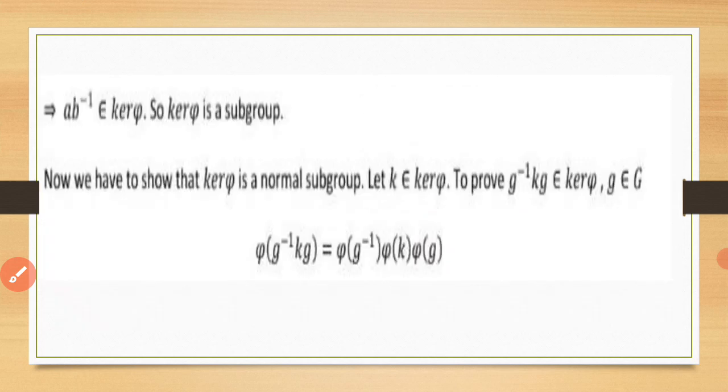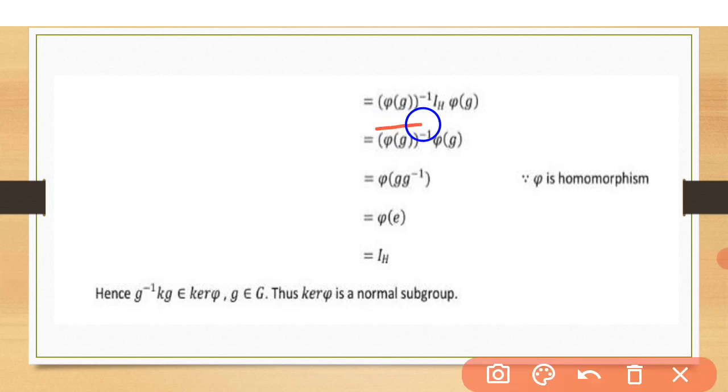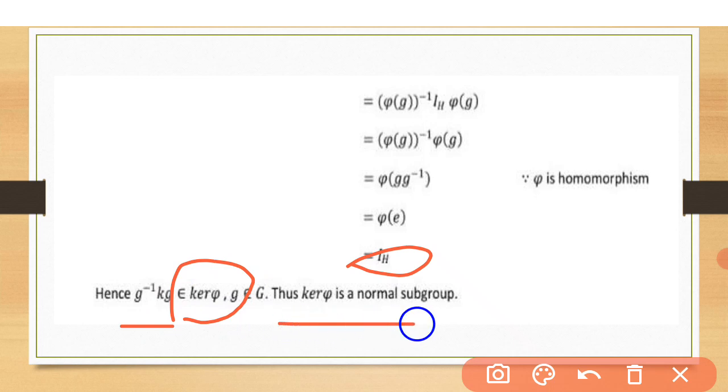So phi of G inverse and phi of K become the identity element, and phi of G, because it is a homomorphism, we can write it like this: phi of G into G inverse, and G into G inverse becomes also identity because G inverse is the inverse of G. So when two elements that are inverses of each other combine, we get the identity element. So phi of identity, it means that this phi of identity belongs to the kernel of phi. Hence proved that G inverse K G belongs to the kernel of phi. Thus the kernel of phi is a normal subgroup.